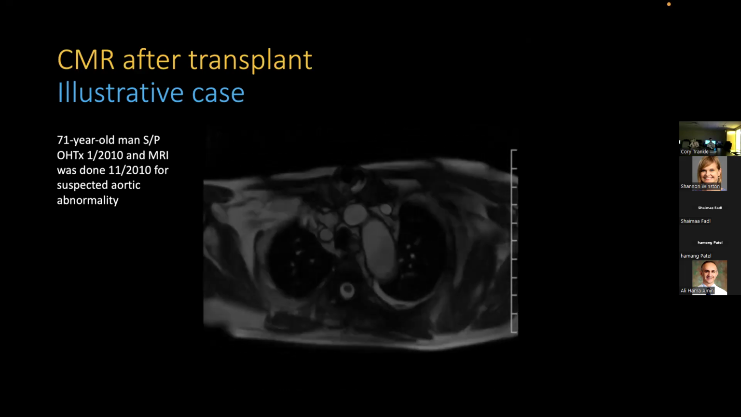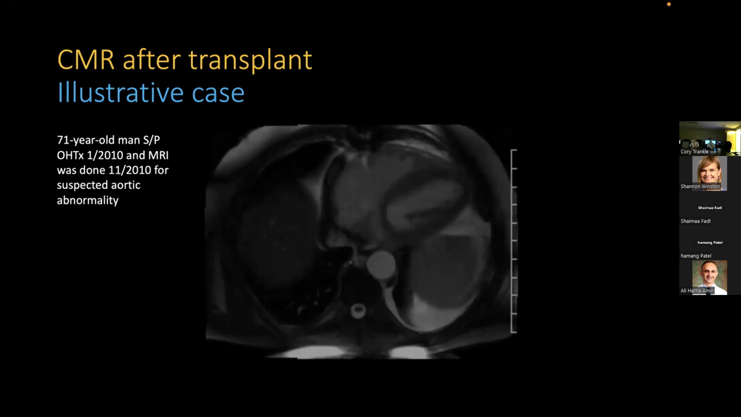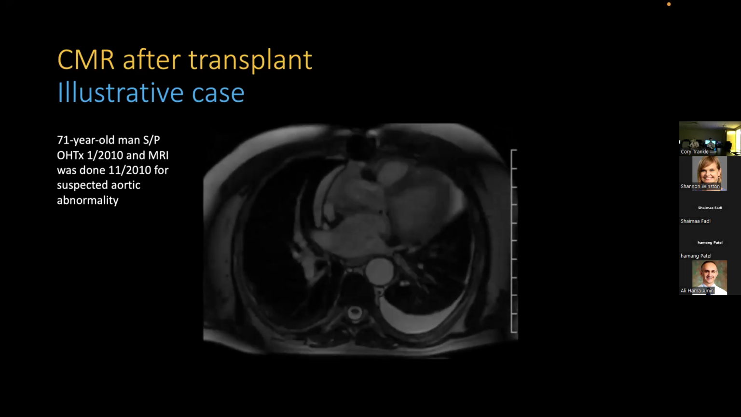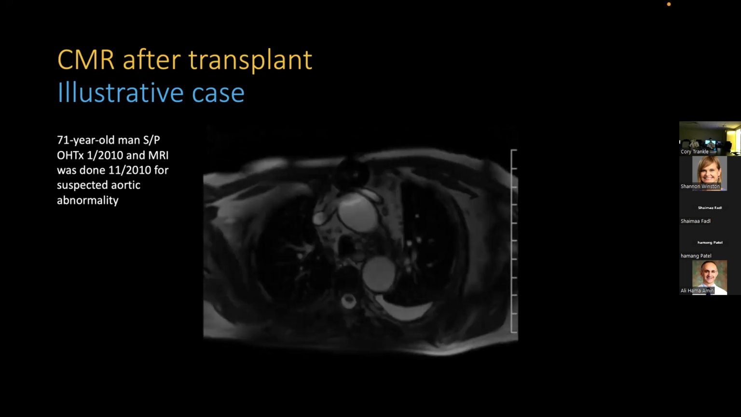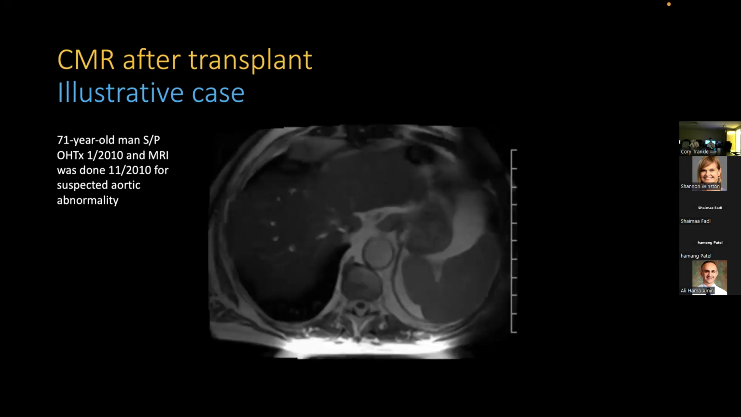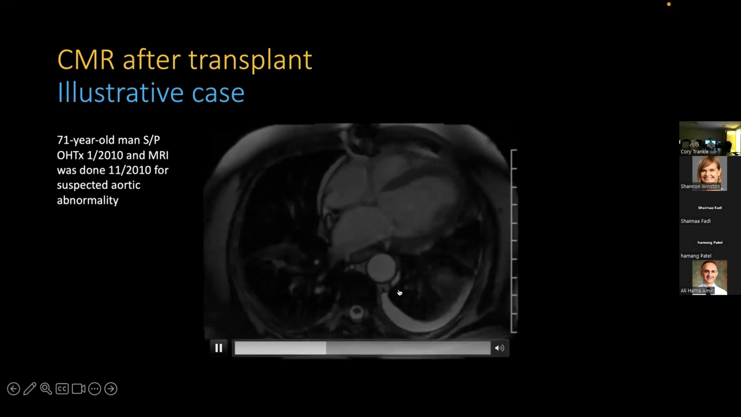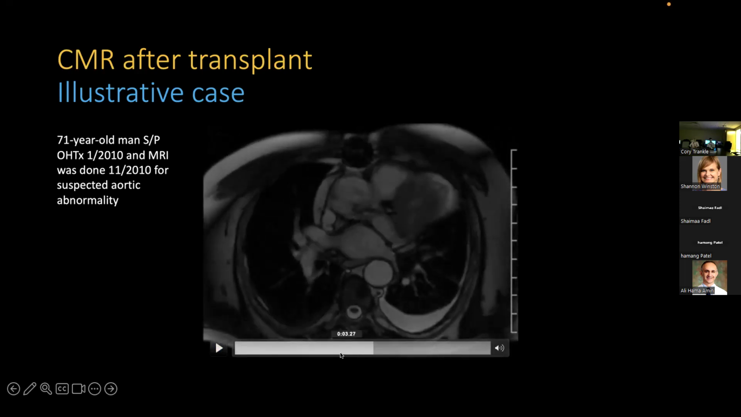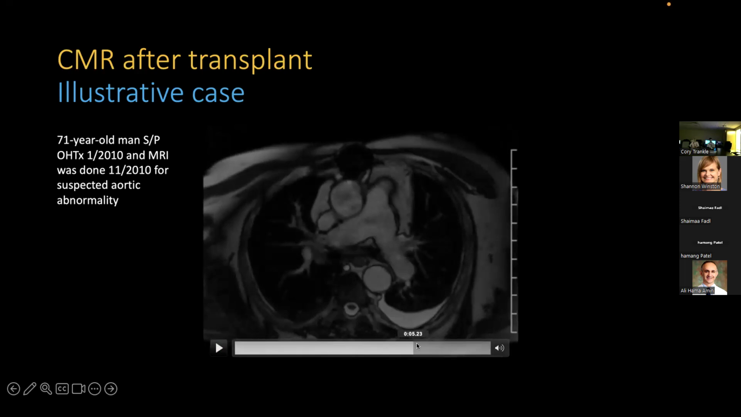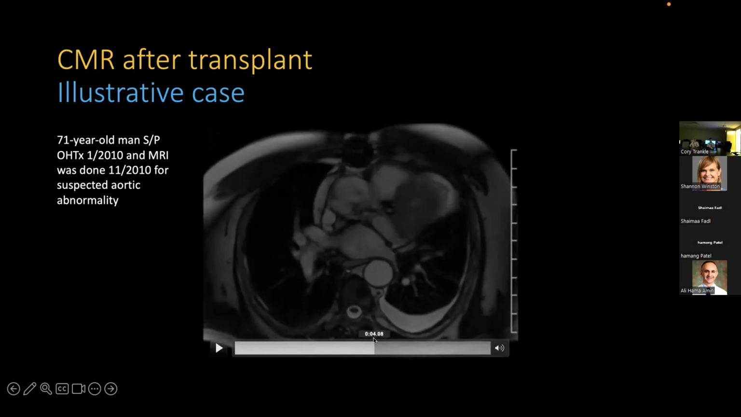This is a 71-year-old man who had a heart transplant in 2010, and MRI was done 10 months later for suspected aortic abnormality. Scrolling, you notice that there is some left pleural effusion. Scrolling more superiorly, there is abnormal configuration of the aorta caliber here, like there is an outpouching along the right posterior lateral aspect.